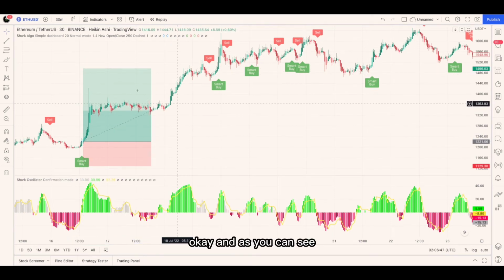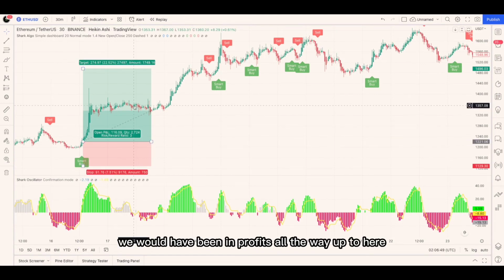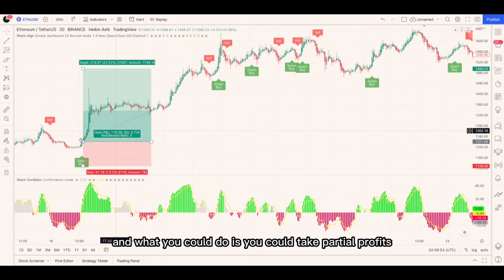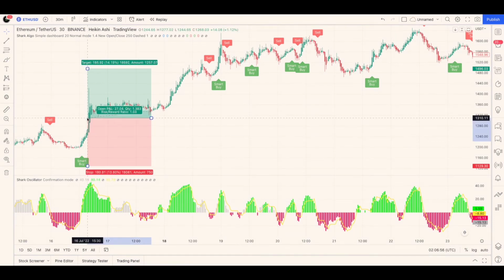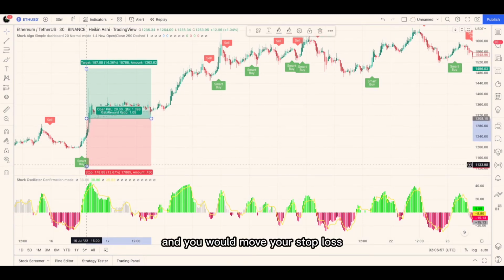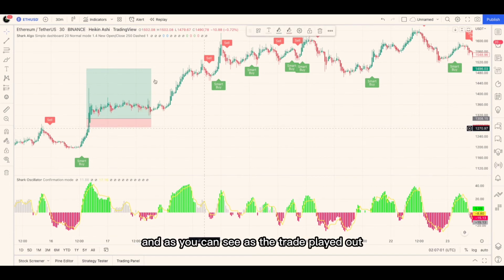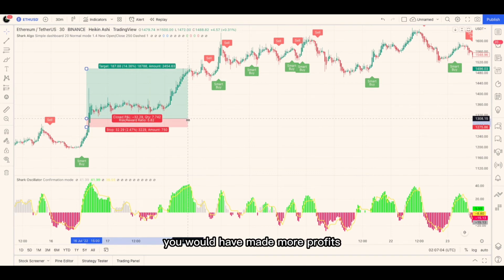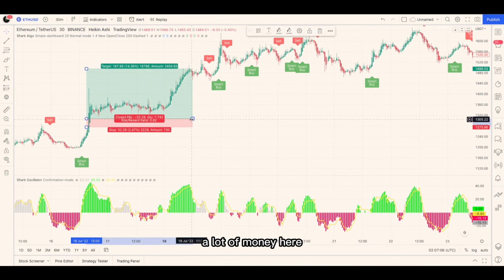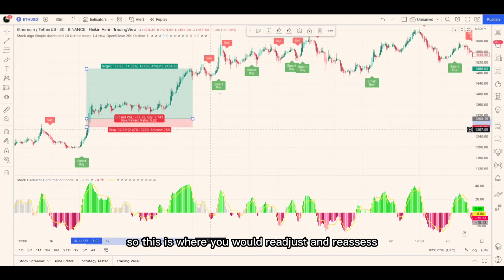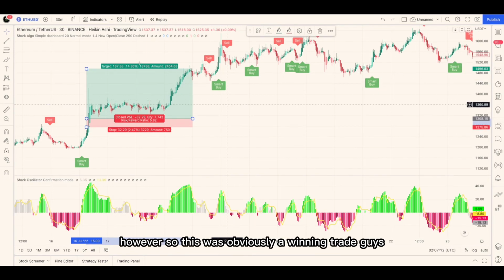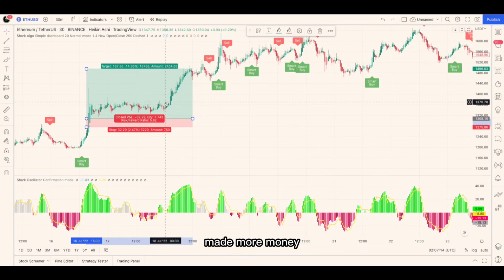Okay. And as you can see, we would have been in profits all the way up to here. What you could do is take partial profits or take some profits, and you would move your stop loss. So this way, no matter what, you cannot lose. And as you can see, as the trade played out, you would have made more profits, a lot of money here. And over here, the trend starts to die out. So this is where you would readjust and reassess. However, this was obviously a winning trade, guys. Made more money. Very simple.